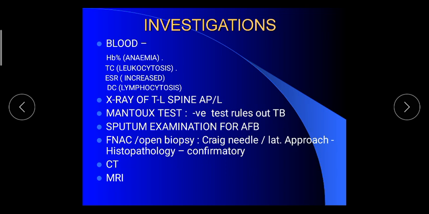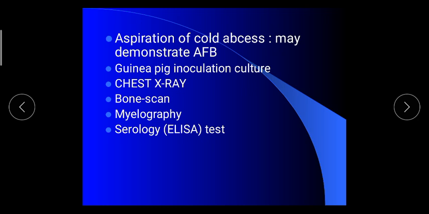CT and MRI can be done. This I will discuss later. Other investigations are aspiration of the cold abscess, which can demonstrate acid-fast bacilli. Guinea pig inoculation culture is not usually done. Chest X-ray shows many tubercular findings. Then bone scan, myelography, and serology tests like the ELISA test. They can detect both antigen and antibody.